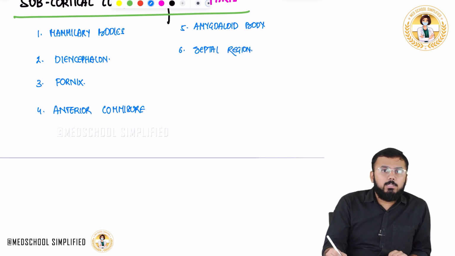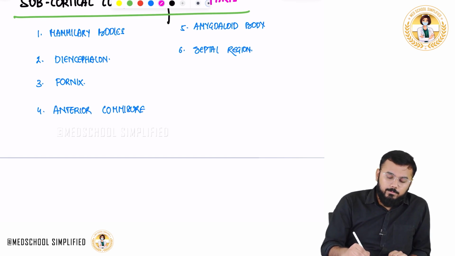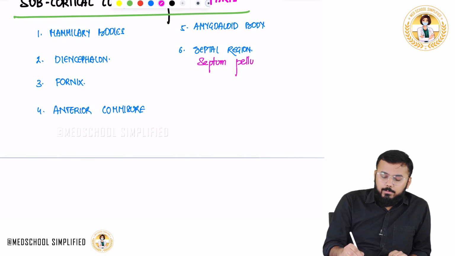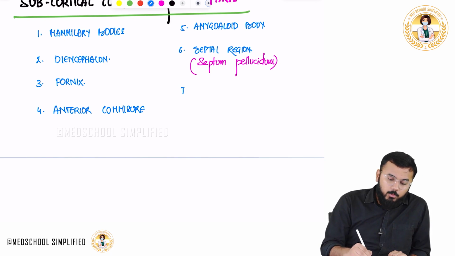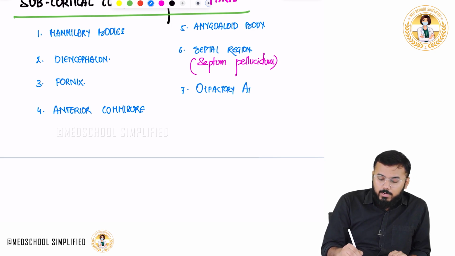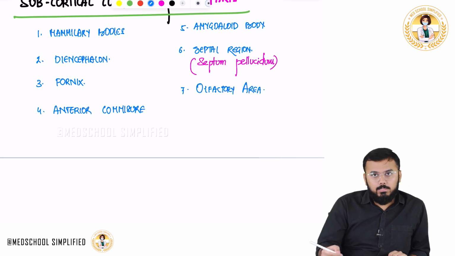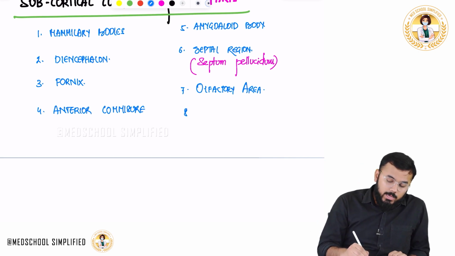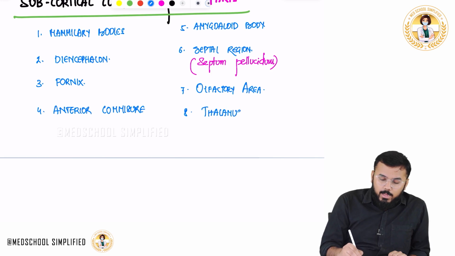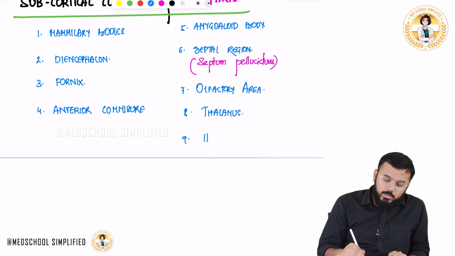What do you mean by septal region? Septal region in the sense septum pellucidum. Next, seventh important part over here is your olfactory area. What does the olfactory area comprise of? I will draw it in the form of a picture. Eighth important thing over here is your thalamus. And the final ninth important thing is your hippocampal formation.